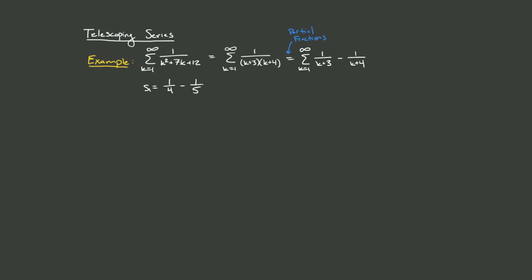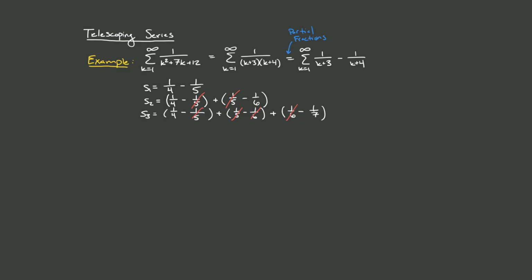We compute the second partial sum, which is 1/4 minus 1/5, plus 1/5 minus 1/6, and the 1/5s cancel. This canceling actually continues for all of the partial sums. For example, the third partial sum is 1/4 minus a fifth, plus a fifth minus a sixth, plus a sixth minus a seventh. And so the 1/5 and the 1/6 all cancel. And that's why this series is called telescoping. The series collapses in on itself, just like one of those old pirate telescopes you see in the movies.